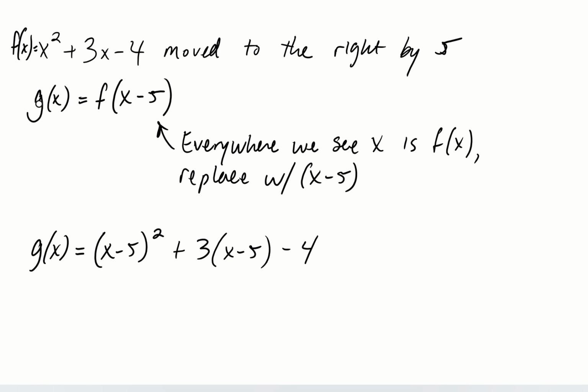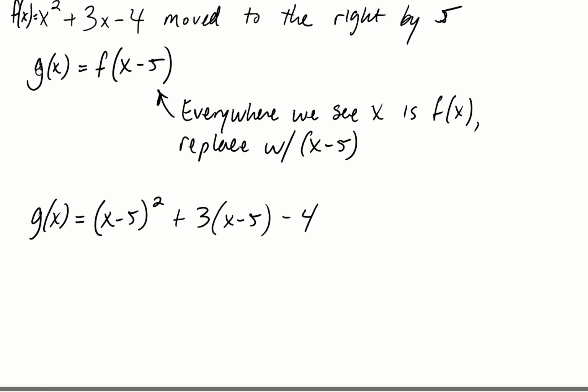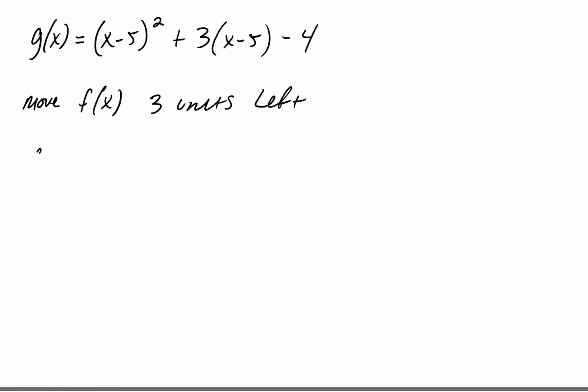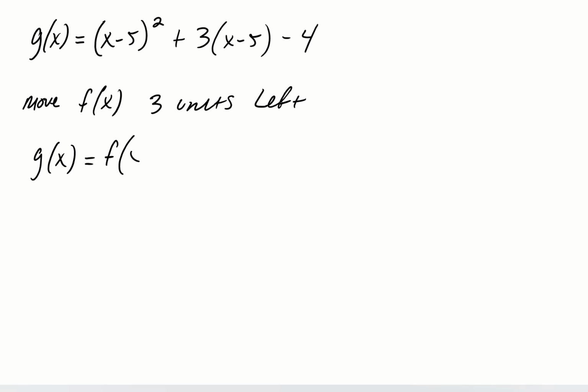Now this function will represent a rightward shift in our equation. And you can simplify it, but for now, you can just leave it as it is. This would be an acceptable answer. If I wanted to move that same f of x, let's say 3 units to the left, it would be the same strategy. So g of x is equal to f of x, instead of minus 3, we're going to put plus 3.